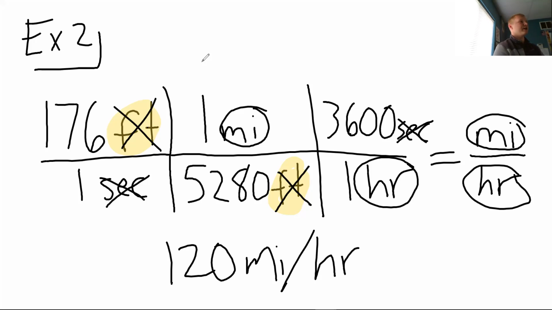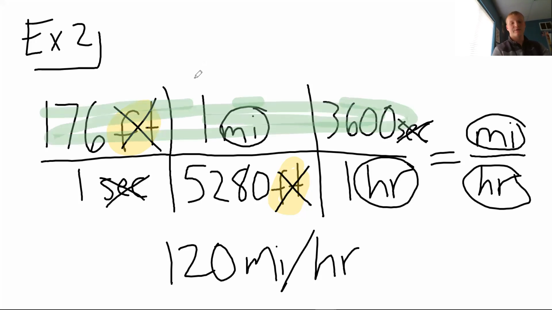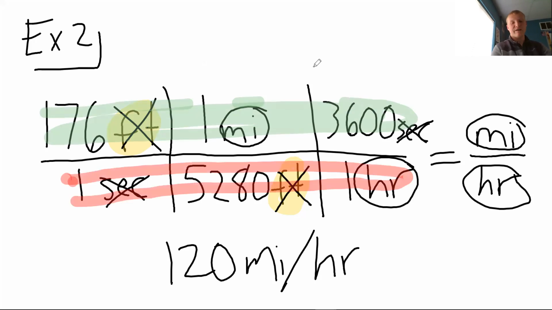Any questions there for how we did that? Yeah, Harry's? Go for it. So just a quick summary of what I did. I multiplied everything here that was in green, so everything that was on top: 176 times 1 times 3,600. And then I divided that by everything that was on the bottom: 1 times 5,280 times 1, which gave me 120.